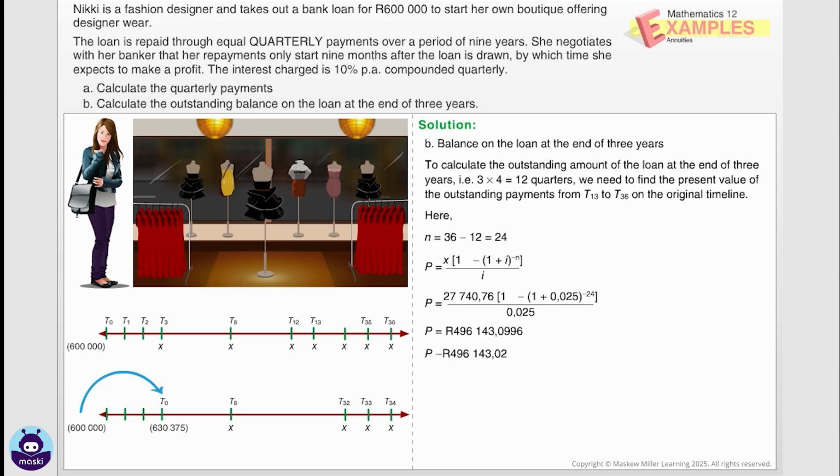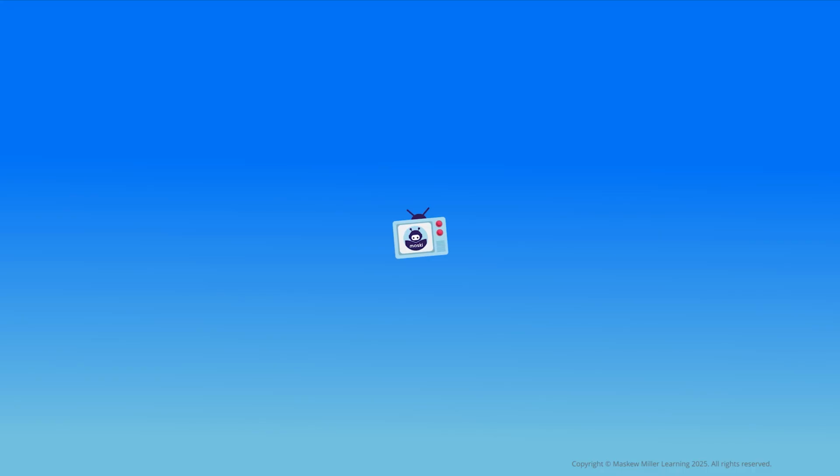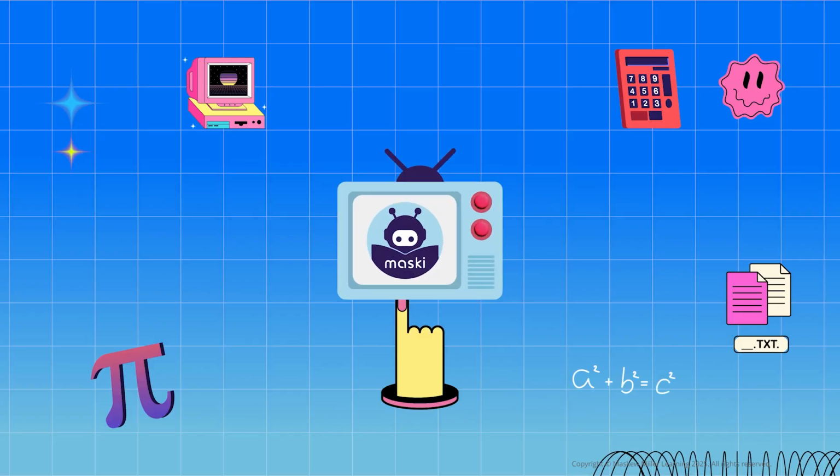P approximately equals 496,143 Rand 2 cents. Therefore, the outstanding balance on the loan at the end of 3 years is 496,143 Rand 2 cents.